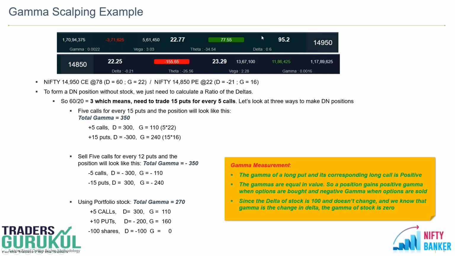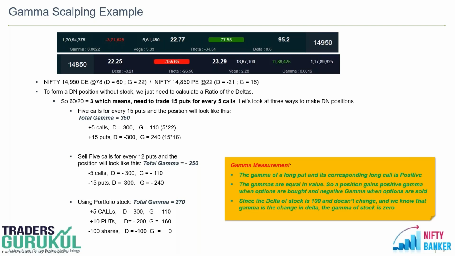If you see, I've taken the 14,950 strike, let's say we have taken the call. You can see the underlying delta, theta, vega, and most importantly what we're looking at is the gamma. So 14,950 is the strike price. We see a gamma of, let's say, 22, and the delta is 60, correct? Now look at the 14,850 put. Here your delta is 21. Let's put a round figure of 20, and the gamma is 16, correct?